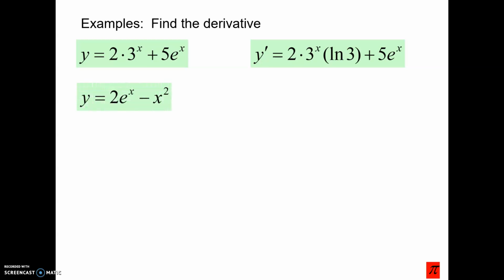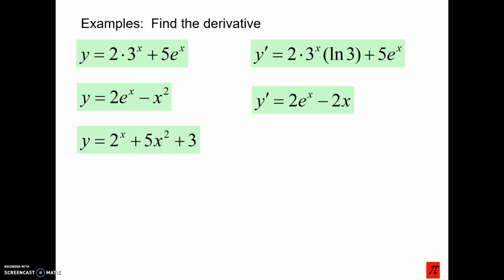Let's try a couple more. y equals 2e to the x minus x squared, the derivative is 2e to the x minus 2x.